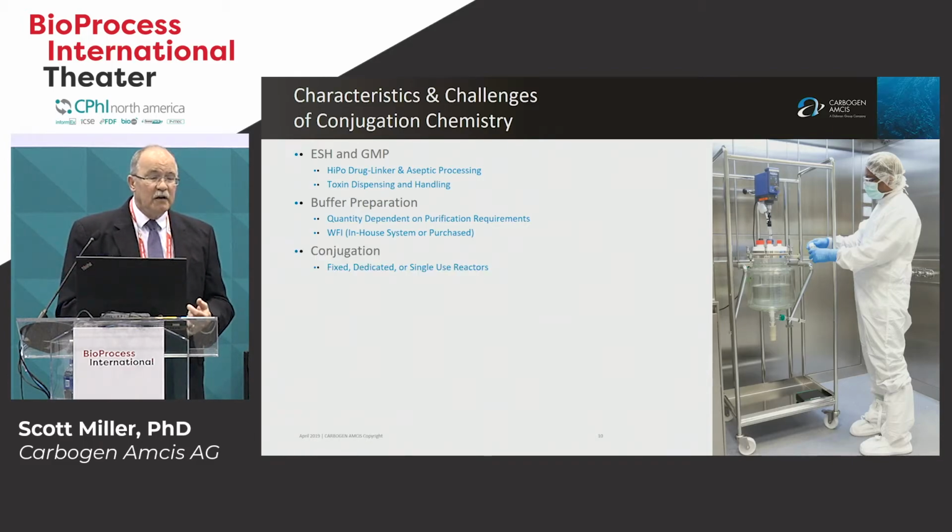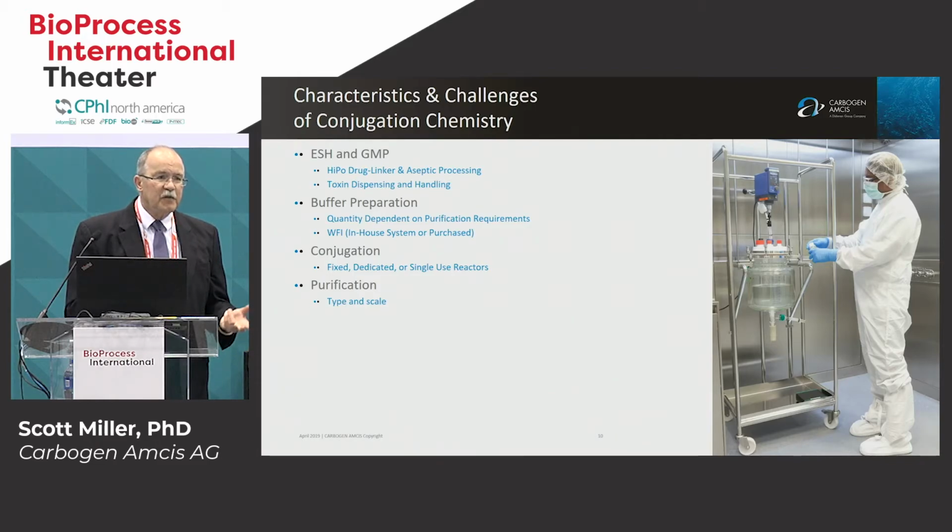Conjugation. We had a previous talk about fixed, dedicated, or single use. What is the approach of the company you're going to work with? Your purification, type and scale. Do you know when you're going in, if you have a discovery-based process, do you already know how you're going to purify? Was the lab purification of your ADC done by centrifuge tubes, and now you're going into TFF or chromatography? That is a significant scale-up question.